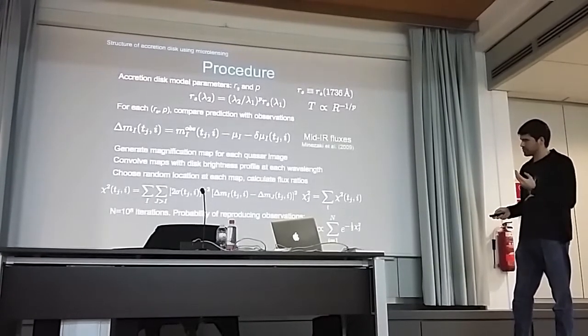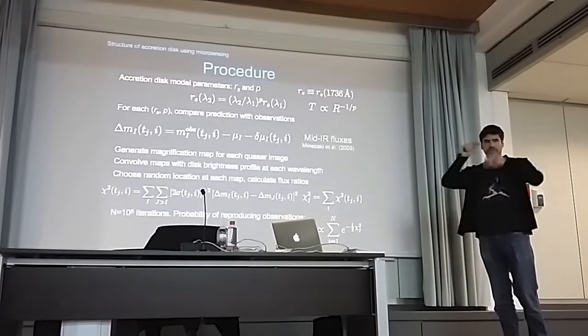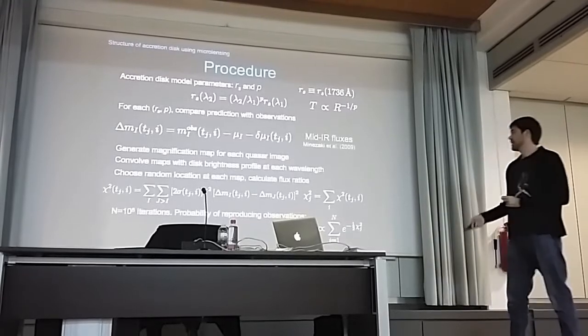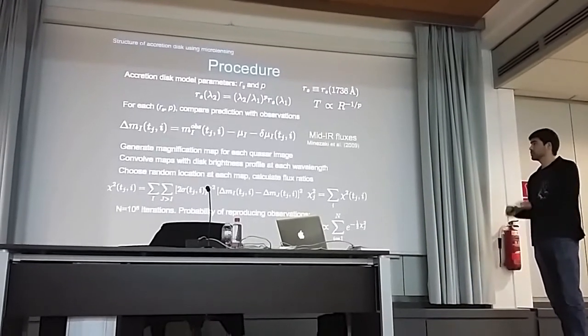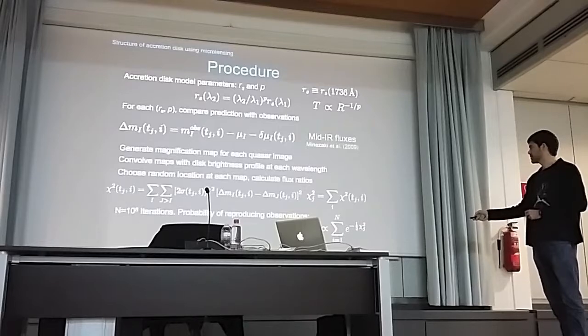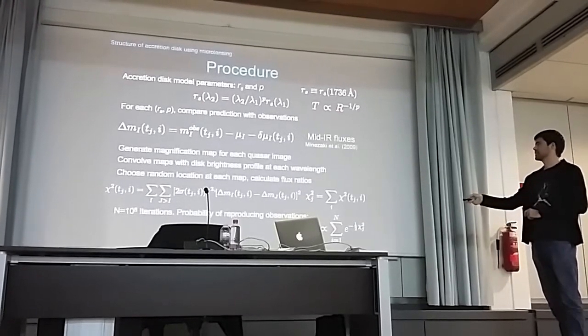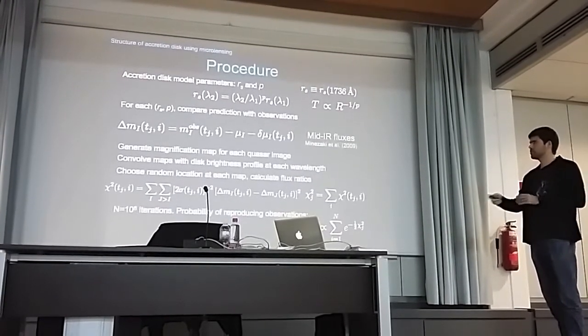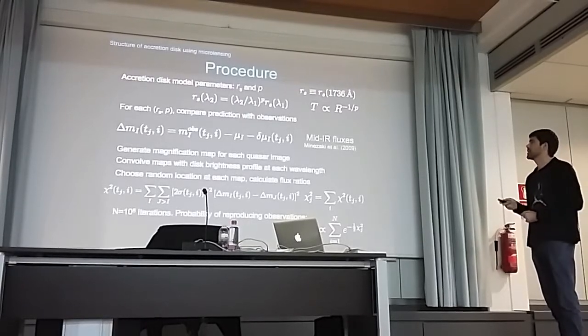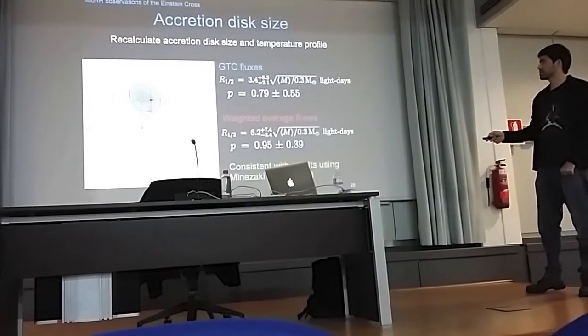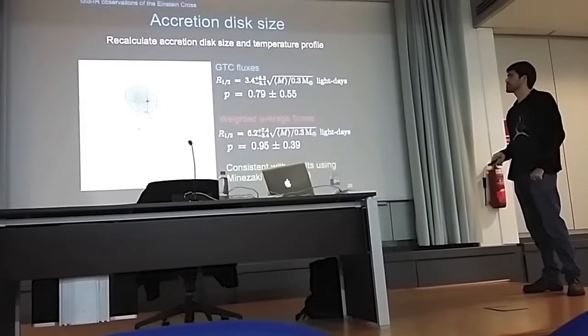Now, we repeat this process 10 to the 8 times to sample the magnification maps properly, and the probability of reproducing the observations with these two parameters is this sum. So the larger this difference, the lower the probability of reproduction. Consistent with each other, consistent with the previous results from other groups.